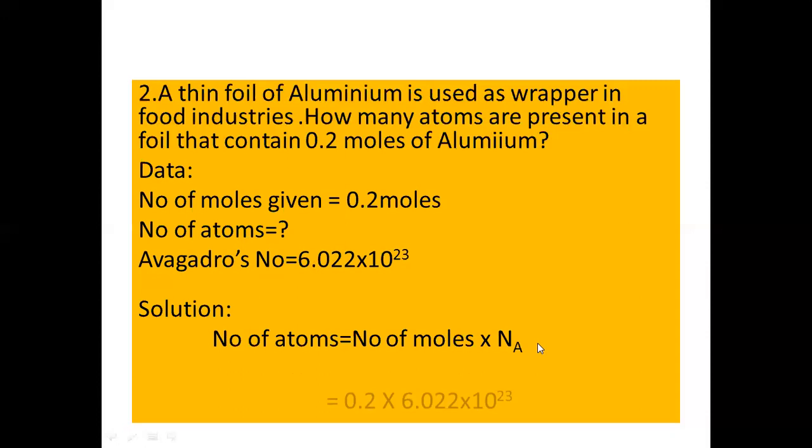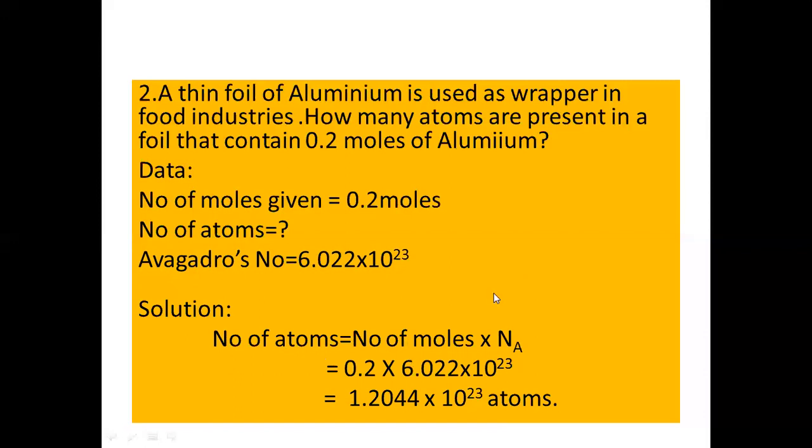By putting the values, you will get the answer, which is 1.2044 into 10 raised to power 23 atoms. So by multiplying these values, the number of moles and Avogadro's number, we get the number of atoms. So the number of atoms present in 0.2 moles of aluminium is 1.2044 into 10 raised to power 23 atoms.